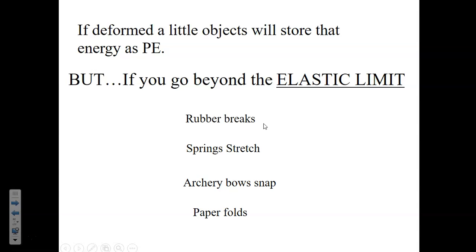For example, when you stretch your rubber band and you break it, that energy is released. When springs are stretched, they'll store some of that energy in elastic energy, but some of it is gone to what's called deformation energy. When you pull an archery bow back too far, it can snap. And paper, believe it or not, is elastic. But if you bend paper a little bit, it'll bend back to its original shape. But if you fold it too sharply, then it'll remain folded and it's gone beyond the elastic limit.